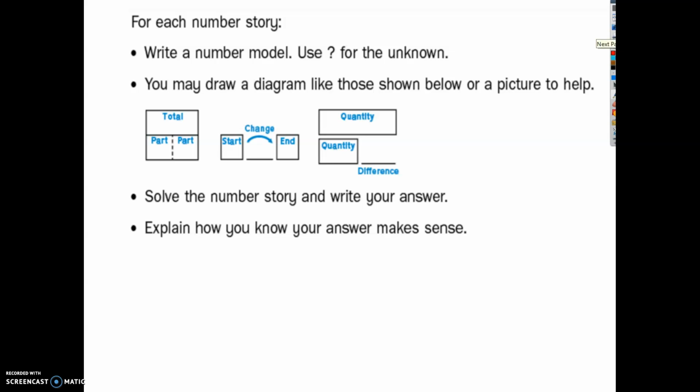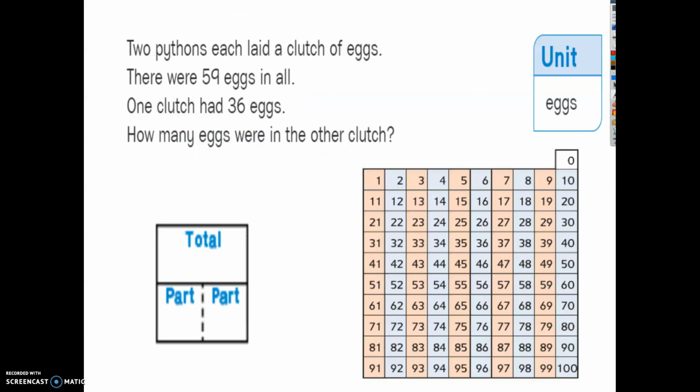So for each number story, you're going to write a number model and use the 0 for the unknown. You may draw a diagram like one of these to help you solve the problem. These are great tools to use. This is called the total part, the start, change, end, or the quantity difference. And when you read through the number story, it will help you decide which one of these charts or diagrams can help you. So here's the first problem.